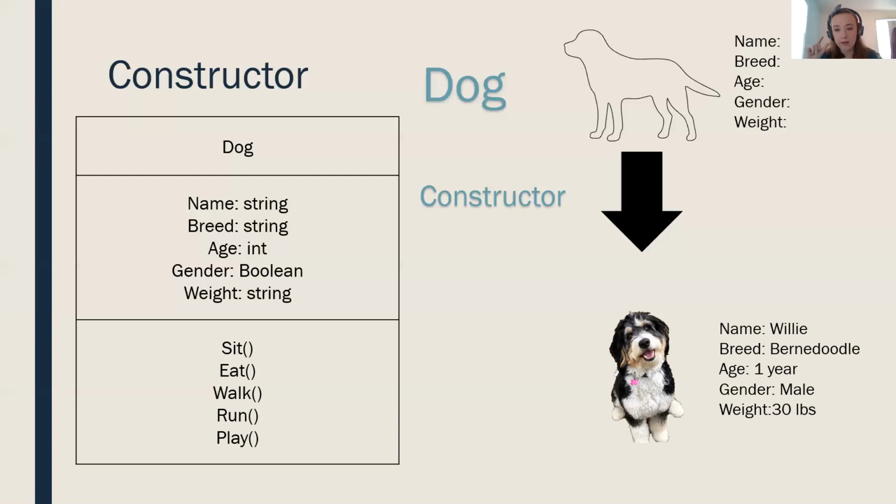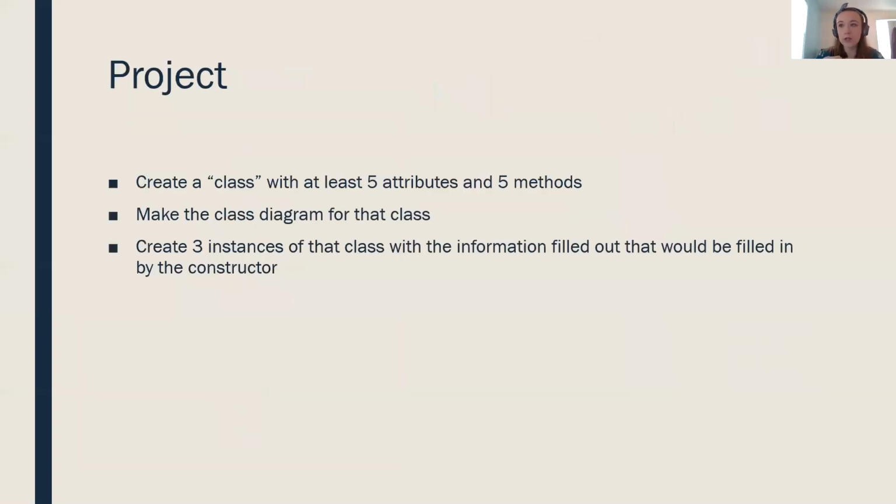But for now, you have a small project. This project is to create a class with at least 5 attributes and 5 methods. From that class, you're going to create a class diagram. This can be done either on paper. If you do it on paper, take a picture of it and submit it to Teams. There'll be an assignment posted. Or I have a blank class diagram in a Word document for you.